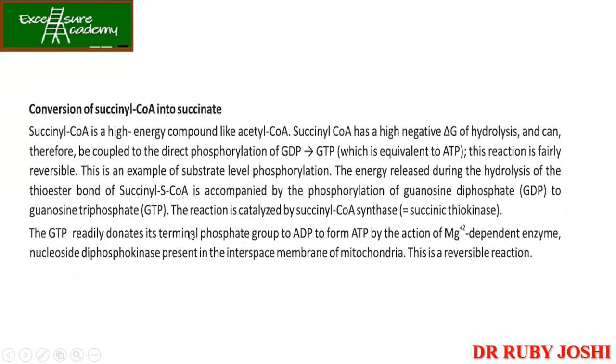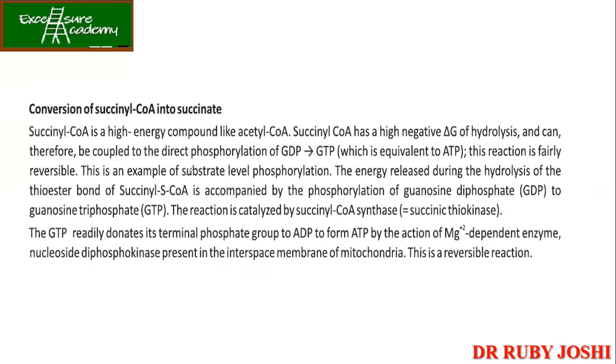Now, conversion of succinyl CoA into succinate. Succinyl-CoA is a high energy compound like acetyl-CoA. Now क्यों हम इसको बोलते हैं high energy compound? Because on the hydrolysis, delta G जो है आपका highly negative है, यानी कि जब हम succinyl-CoA का जो bond तोड़ते हैं हम लोग यहाँ पे, it releases tremendous amount of energy, and that's why it has got high negative delta G upon the hydrolysis.